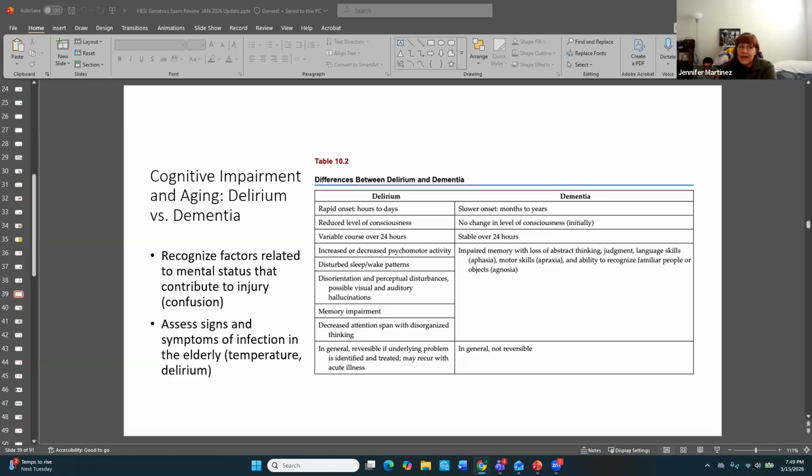With dementia, it has a slower onset, anywhere from months to years. They don't have any changes in their level of consciousness initially. They are pretty stable, but they have that impaired memory, right? Loss of abstract thinking, judgment, language skills, motor skills, ability to recognize familiar people or objects. And dementia is not reversible, right? It's going to be a progressive disorder or disease.